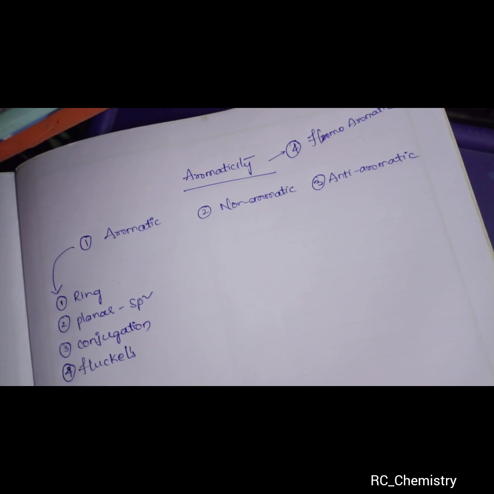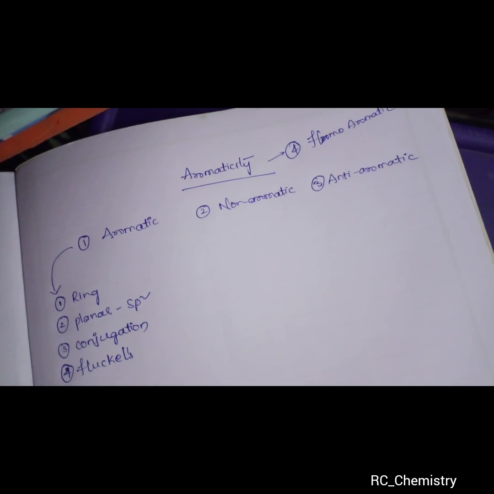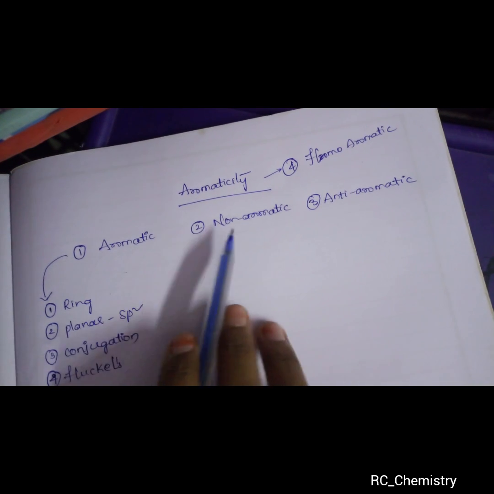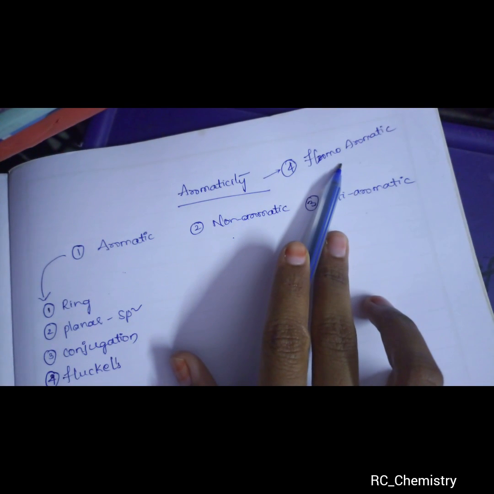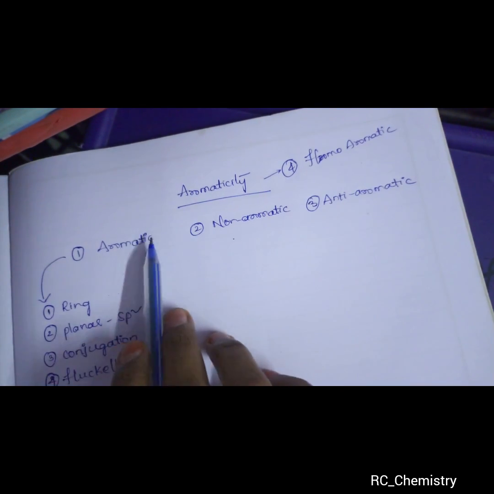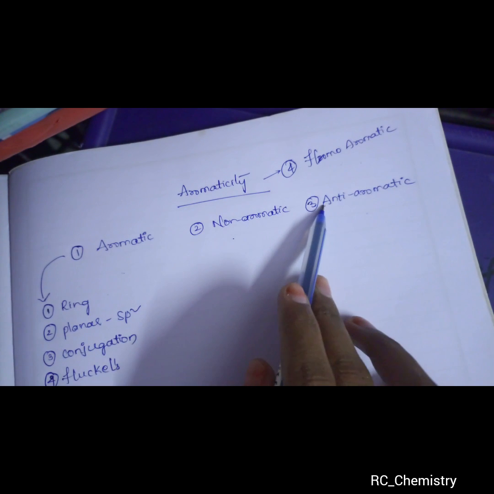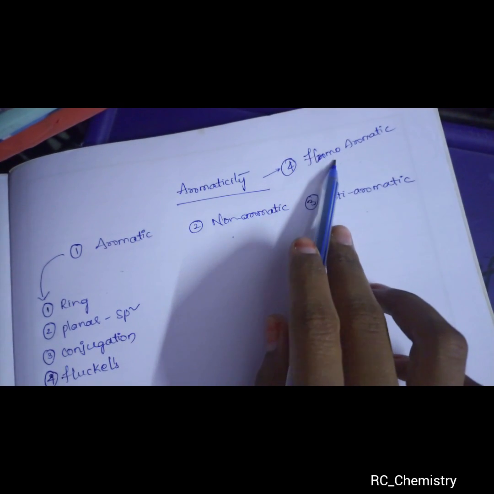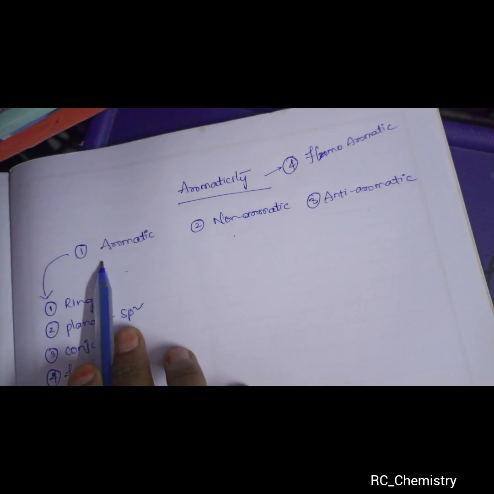Now I am going to explain the aromaticity of different compounds. First, the compounds are classified into 4 different types: aromatic, non-aromatic, anti-aromatic, as well as homoaromatic in nature. So first we have to know the different conditions to be aromatic, non-aromatic, anti-aromatic or homoaromatic.